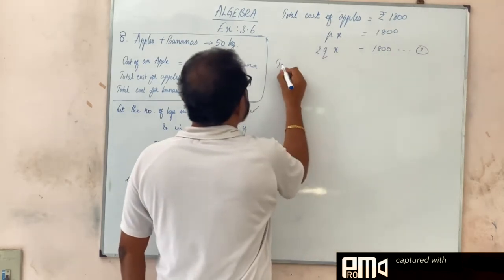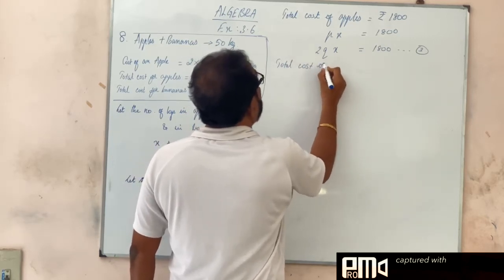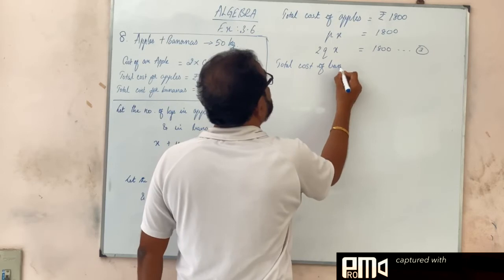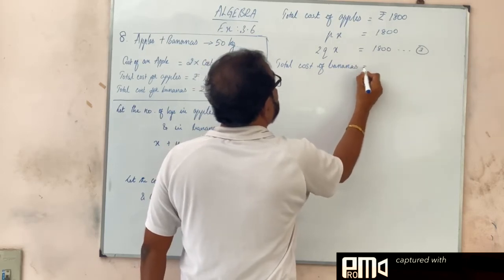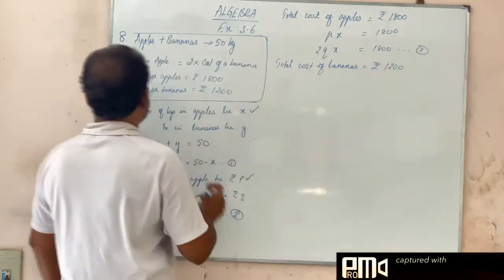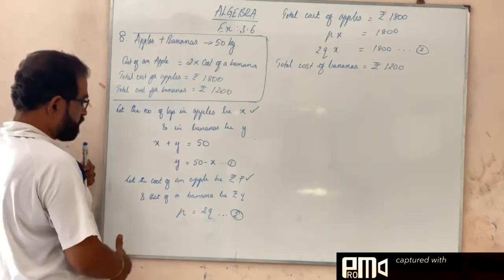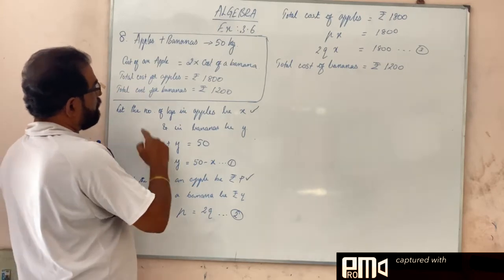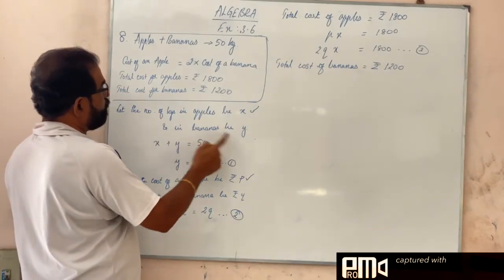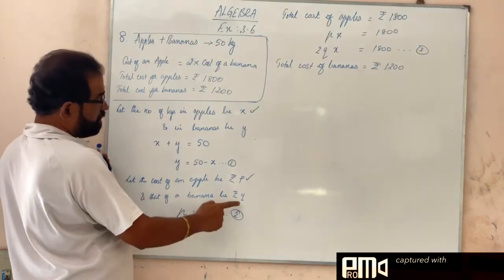And the total cost of bananas is rupees 1200. Total cost of bananas, rupees 1200. Now we come to our assumption. She bought y kg of bananas, and for each banana the cost is q.